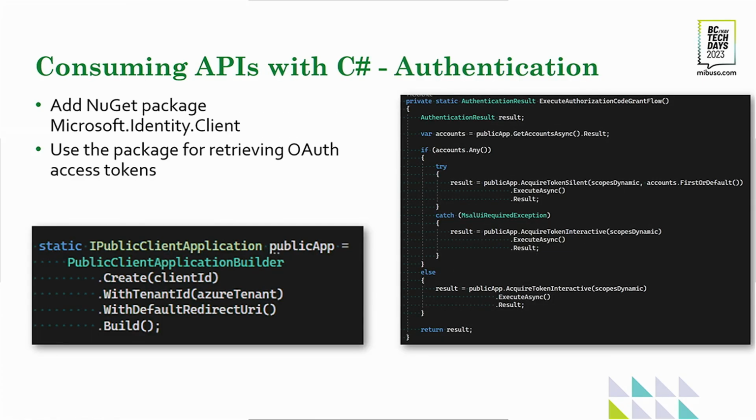Then the final tip or trick or whatever you want to call it is to consume APIs with C#. If you want to do that, the first thing, of course, is how are you going to authenticate? All that Azure, OAuth stuff, etc. Well, actually, it's pretty simple. You see here a screenshot of how I do that with the authorization code grant flow.